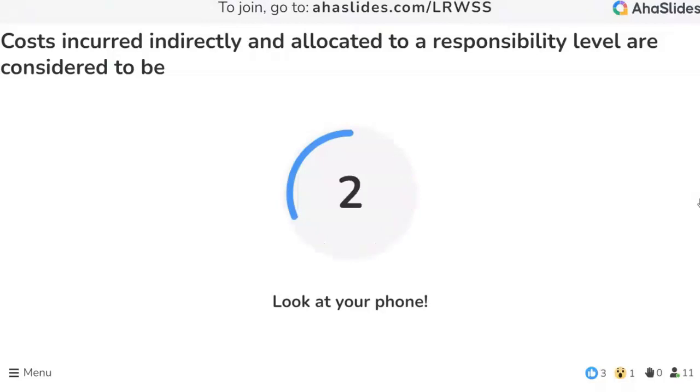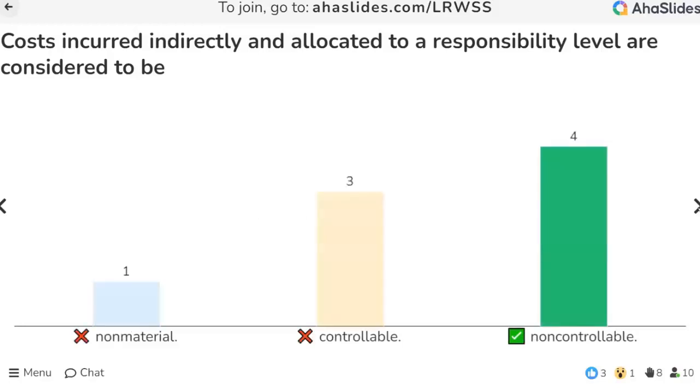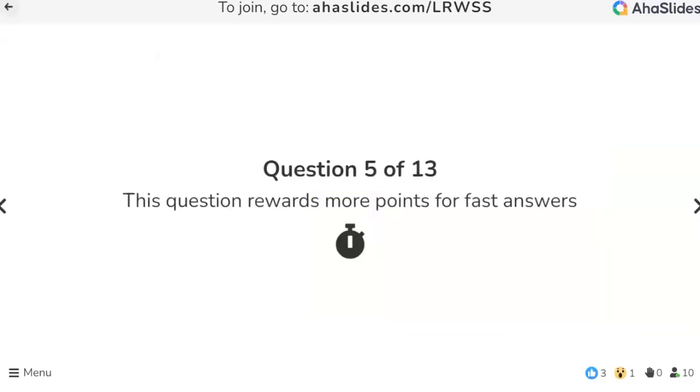Costs incurred indirectly and associated with a responsibility center are considered to be non-material, non-controllable, or controllable? Cost incurred indirectly. Remember an indirect cost? Remember the language. Indirect cost means I cannot measure it accurately, so I must allocate it. And therefore, if I allocate it, it is non-controllable. Okay? You've got to understand the language here.